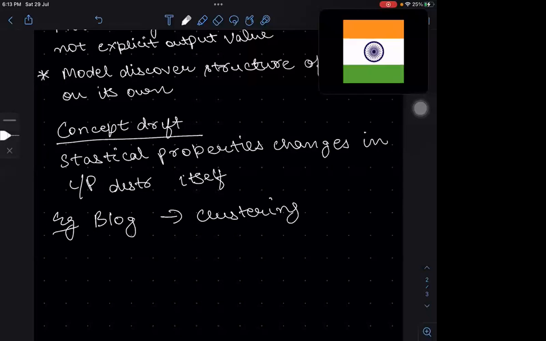Ma'am, is it like the machine is forgetting the old data by getting updated with the new ones? No, it's not like that. It's like I gave the data earlier, I clustered it, and now I'm using that old data only. I'm not updating it with the new data. It's like that.